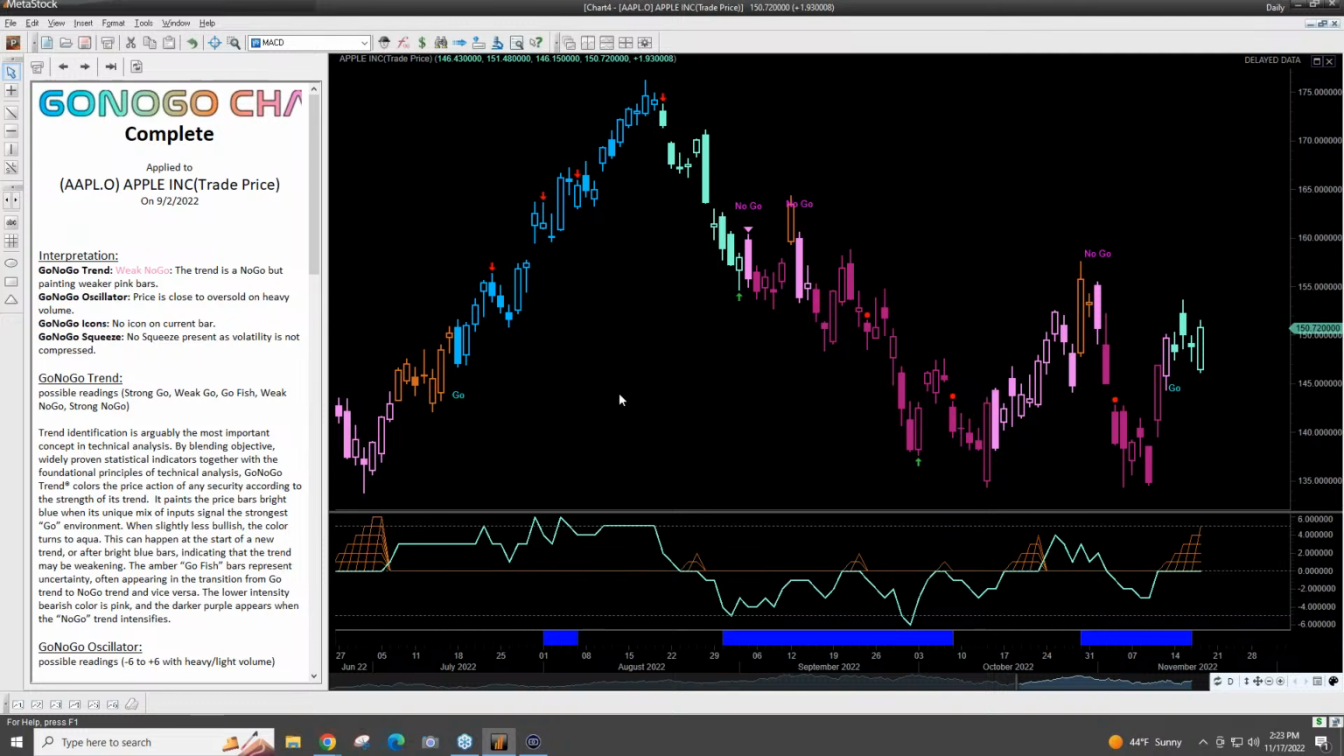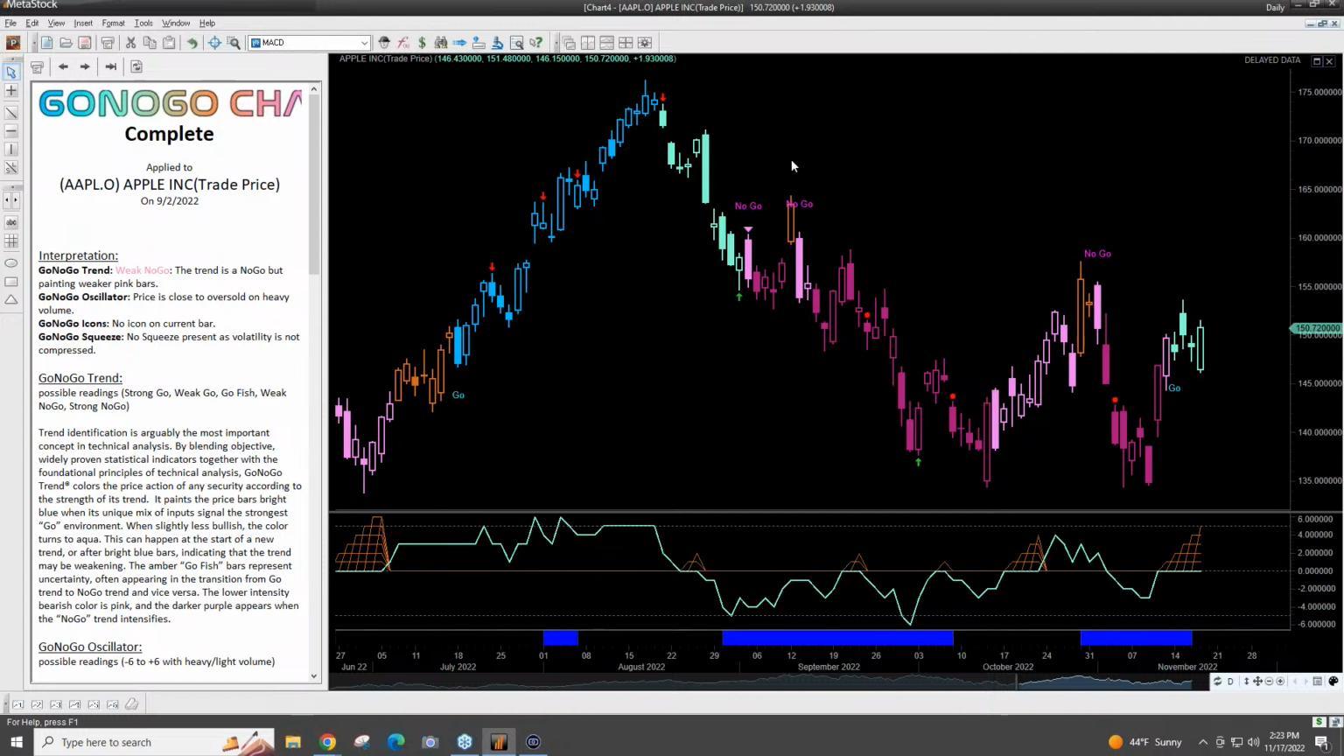It's a no-go, but that's why it's painting the bars pink, because those are the weaker no-go bars. And that's another thing that identifies all of their trend. These are just all of the icons that you get as part of the add-on, which is very, very simple, easy to use.